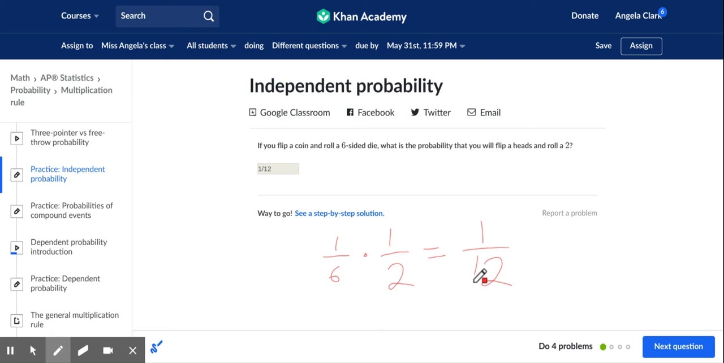So basically, independent probability is probability where they don't rely on each other. The outcome of the first one is not going to affect the outcome of the second one. All right, so let's look at then dependent probability.